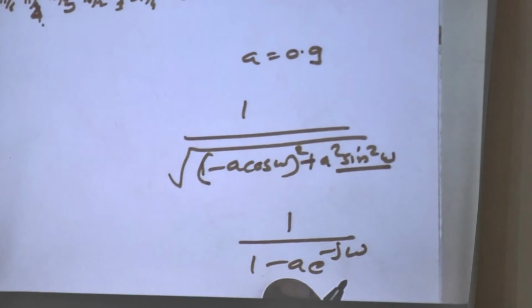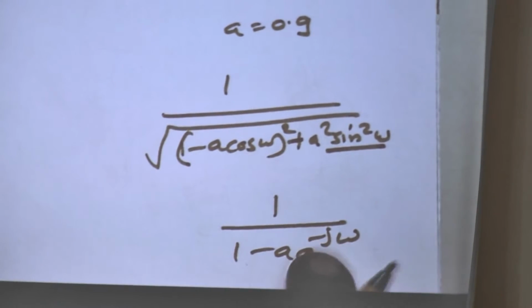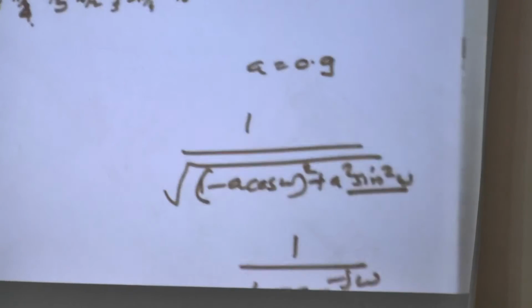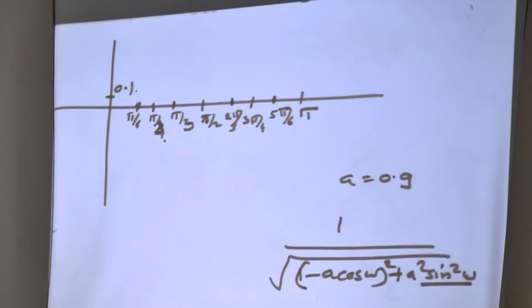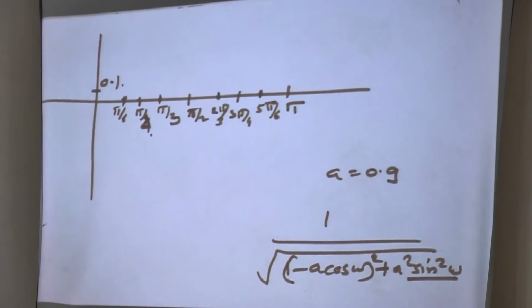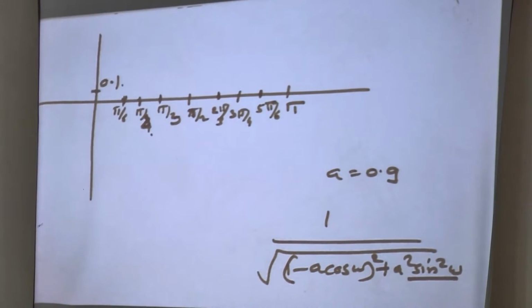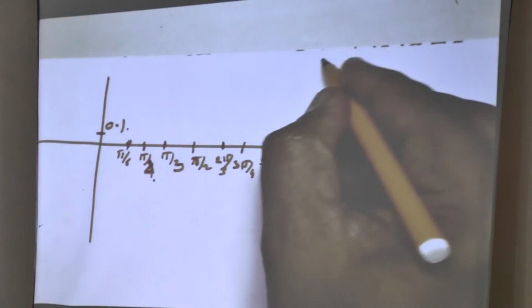What is the value of a? A is 0.9. What is omega? Omega is 0. So, this becomes 1. So, 1 by 1 minus 0.9, it becomes 0.1. What is it at pi? When this becomes pi, this becomes plus 1. Okay? So, it becomes 1 plus a. 1 plus a is 1.9. So, at pi it is 1.9.